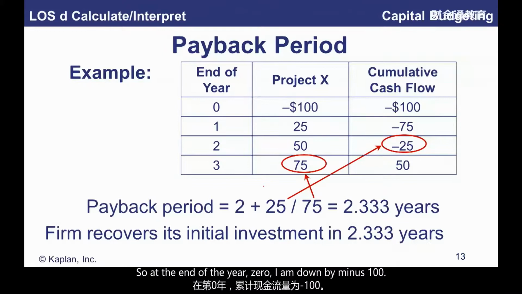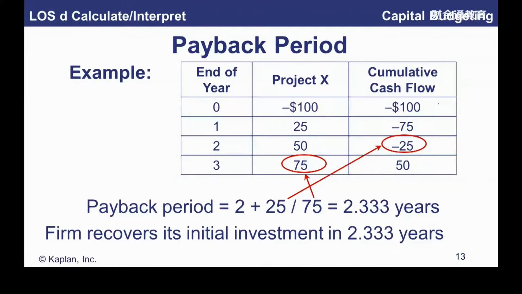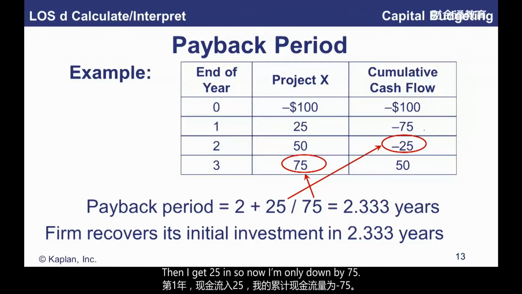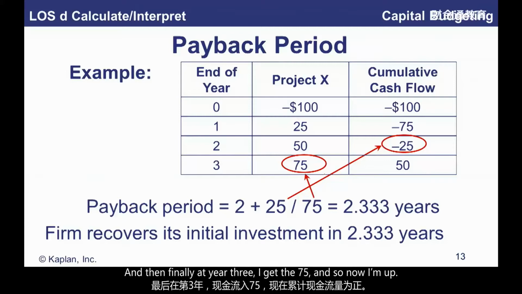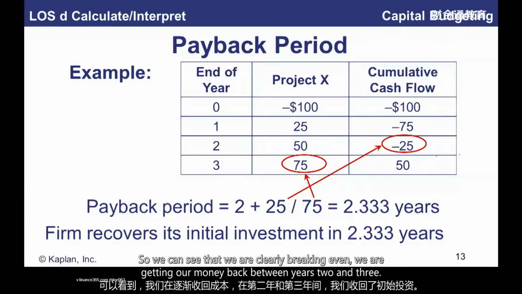So at the end of year 0, I am down by minus 100. Then I get 25 in, so now I'm only down by 75. Then I get another 50 in, so now I'm only down by 25. And then finally in year 3, I get the 75, and so now I'm up. So we can see that we are clearly breaking even. We're getting our money back between years 2 and 3.